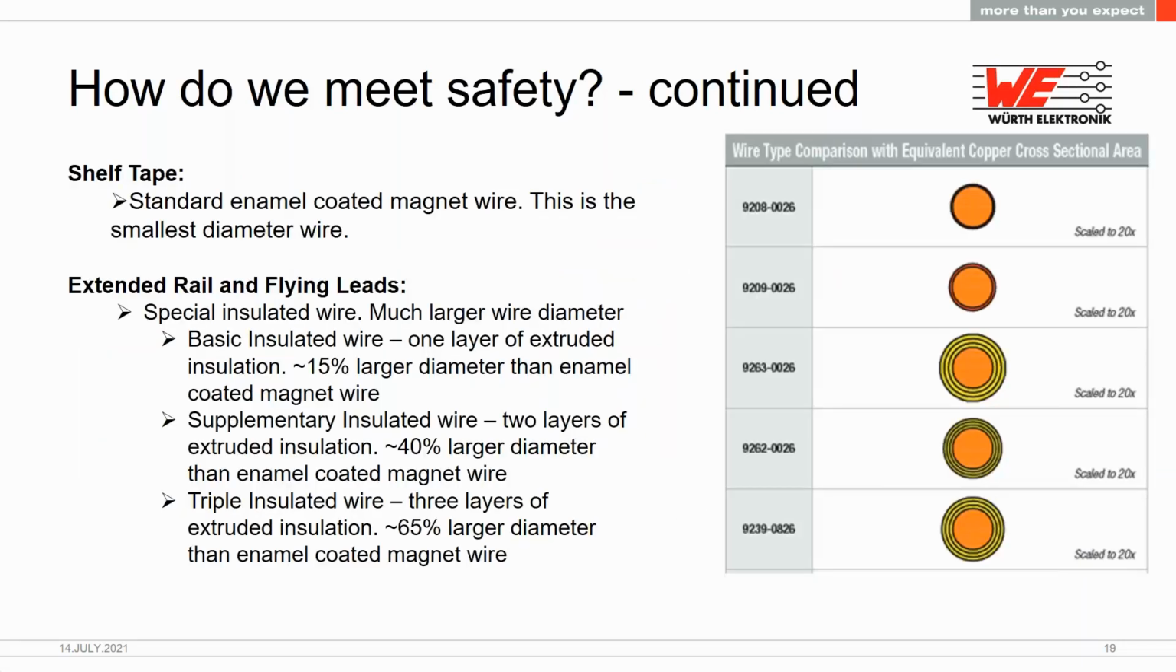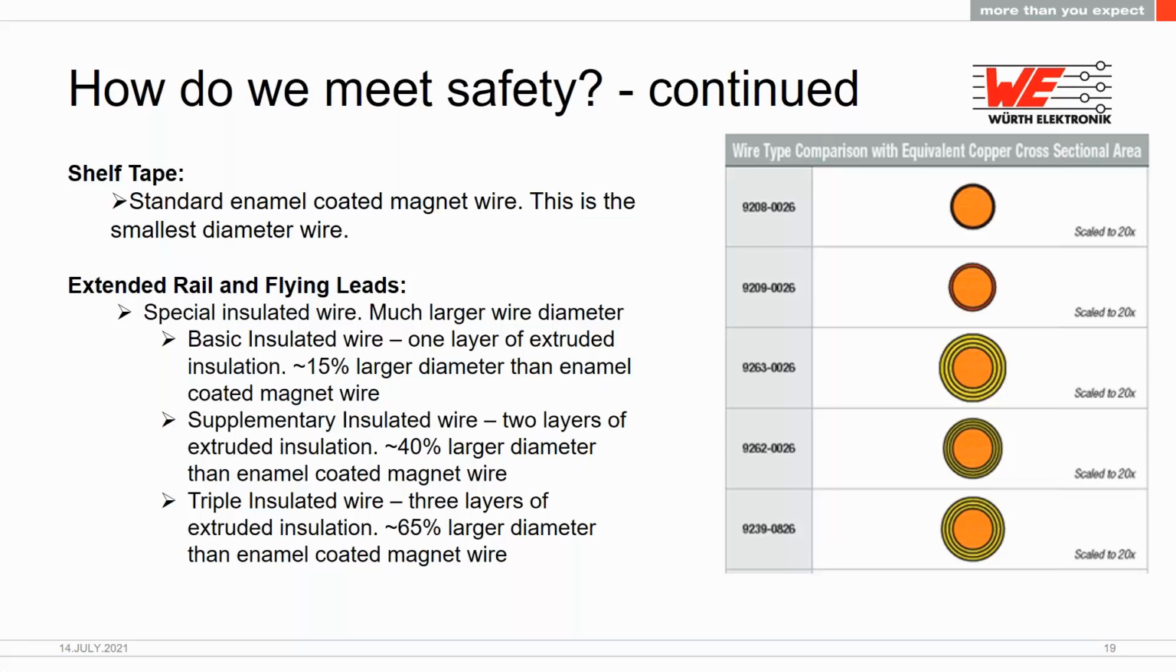We typically use different wire types depending if we intend to meet safety using the shelf tape, extended rail, or flying lead methods, as I touched briefly on in the previous slides. Remember I mentioned in the shelf tape method, the tape itself is used to provide the necessary creepage and clearance distances. This means that each of the windings can use a standard enamel-coated magnet wire between these shelf tapes. This is similar with functional insulated transformers, where standard enamel-coated magnet wire is also used. As we move to the extended rail and flying lead methods, as I mentioned, we'll need to utilize a special insulated wire in order to provide the creepage and clearance distances.